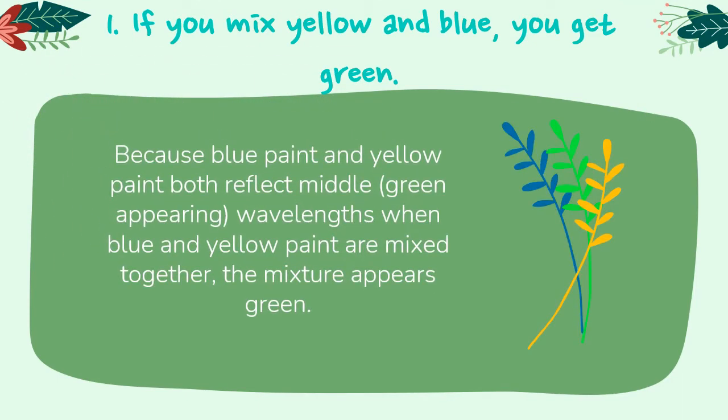If you mix yellow and blue, you get green. Blue paint reflects most light at short wavelengths and absorbs light of long wavelengths. Yellow paint reflects most light at long wavelengths and absorbs light at short wavelengths. Because blue paint and yellow paint both reflect middle, green-appearing wavelengths, when blue and yellow paint are mixed together, the mixture appears green.